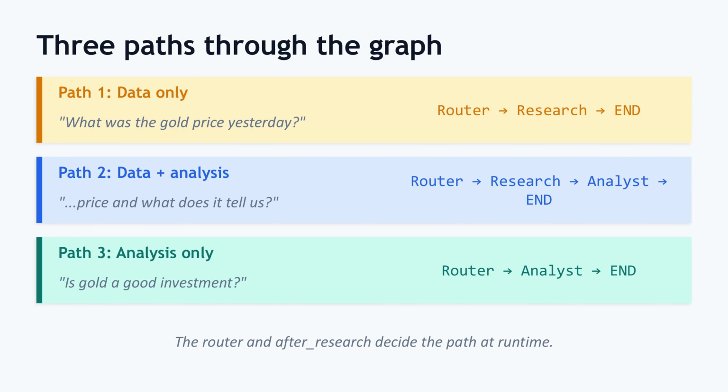Path 2, data plus analysis. What's the gold price and what does it tell us? Data keywords send it to the researcher. Then analysis keywords like "tell us" trigger a handoff to the analyst.